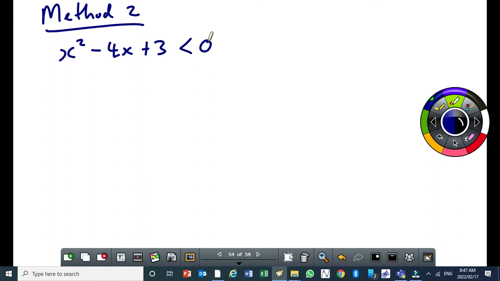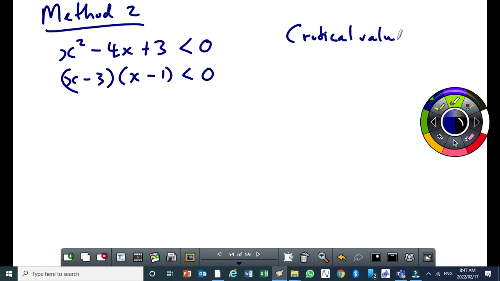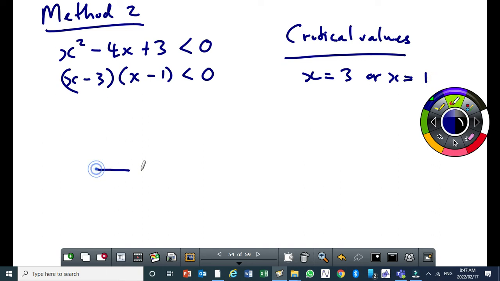So again here, we factorize, obviously. Then we determine the critical values. The critical values are actually the x-intercepts. Obviously, I'm not going to rewrite it. It's x equal to 3 or x equal to 1. Then you go to your number line. Both methods actually involve the number line.